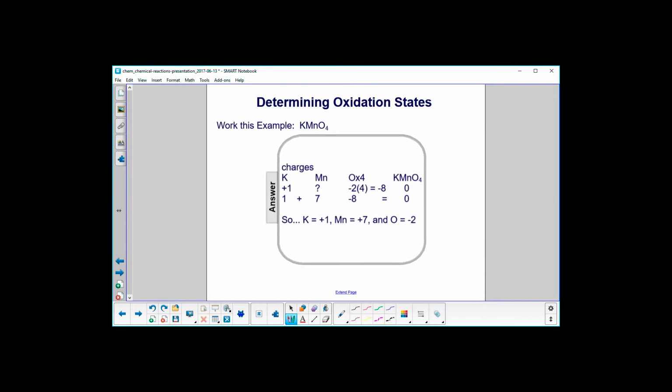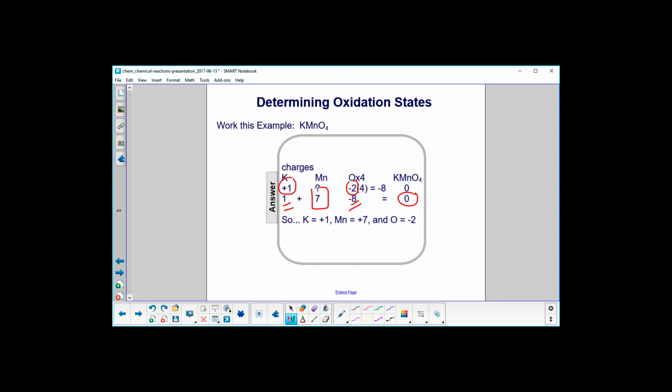First, we do the 2 outer elements, and we get that off the periodic table. So potassium has an oxidation state of +1. Oxygen is -2. There's 1 potassium, so that's a total charge of +1. There are 4 oxygens, so that's a total charge of -8.